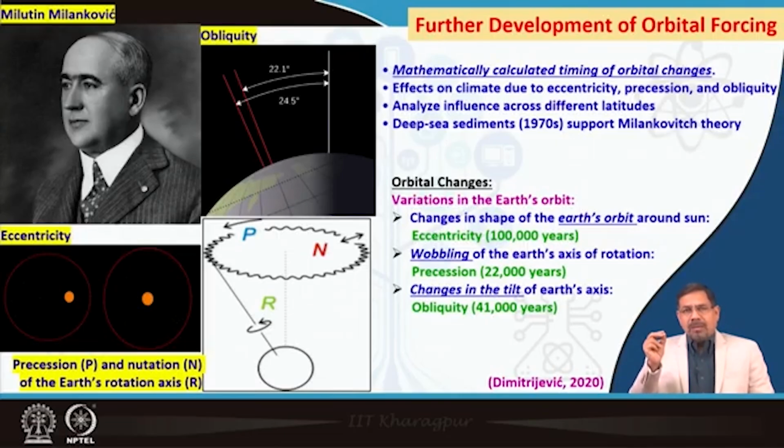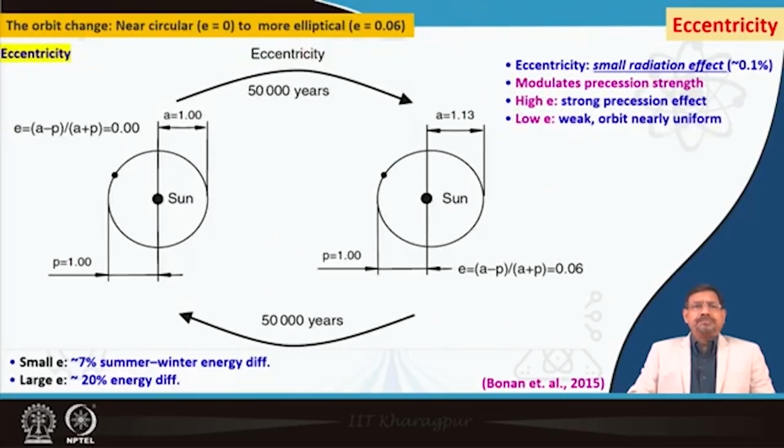So 1 lakh years, the broader one is 4 lakh years. 22,000 years varies in various literature, 20 to 22,000, and for obliquity 40 to 41, and sometimes in some literature it is referred to as 43. So 40 to 41,000 years in terms of the obliquity. Now let us understand the term eccentricity in more detail with these diagrams.